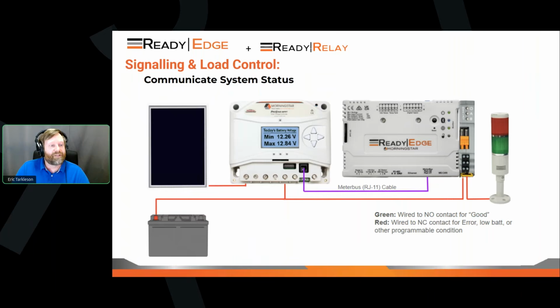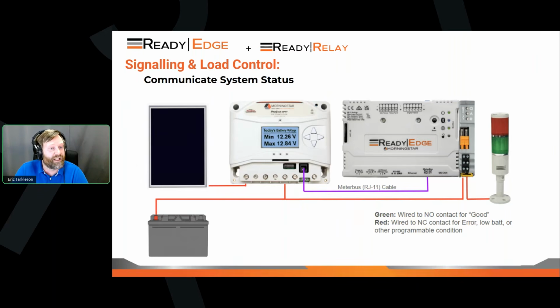And then I want to bring up the signaling application again, because I think this is a powerful use case for the ReadyEdge, where you have some lights on the top of your box. And I'll show you later how this could be expanded. It doesn't just have to be good or bad, red or green. You can also have a third light for low fuel level, or a fourth light for low water level, or a fifth light for loads on or loads off, or generator on. There's so many different options here that you can do.